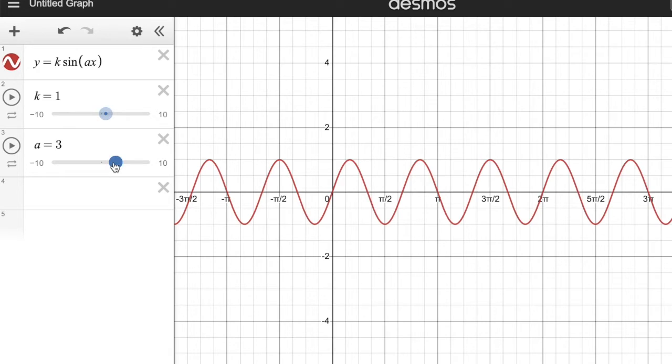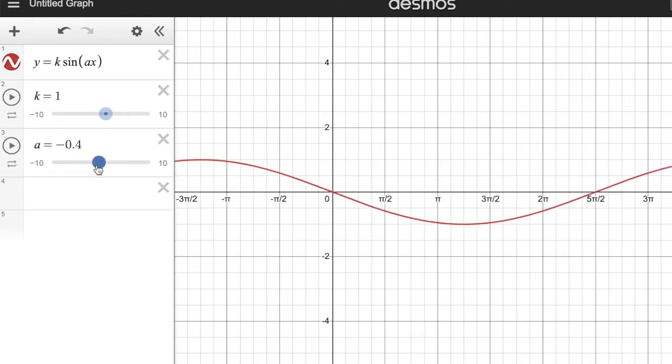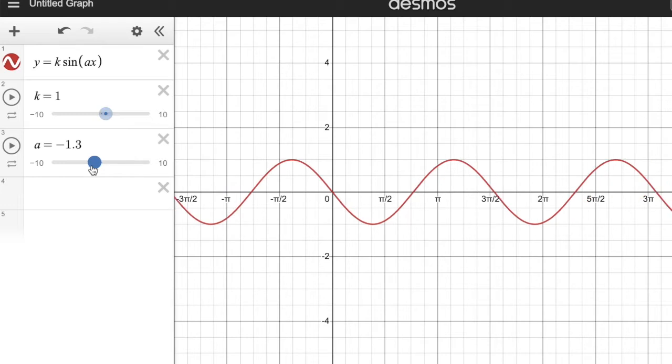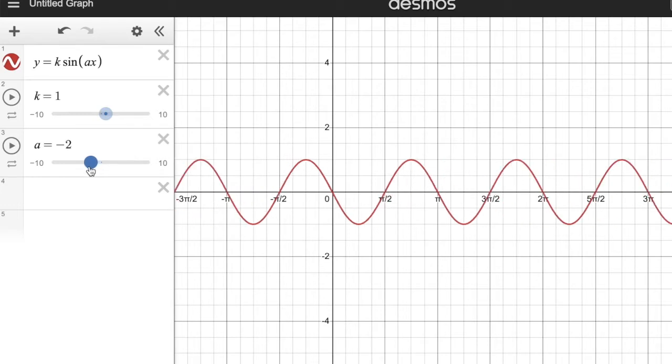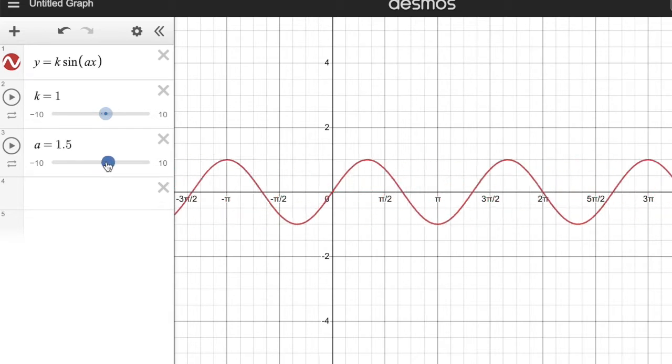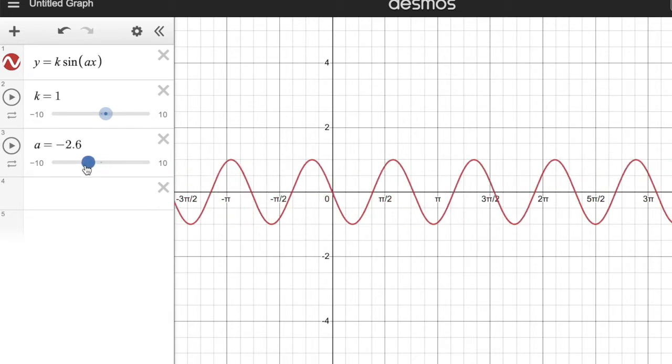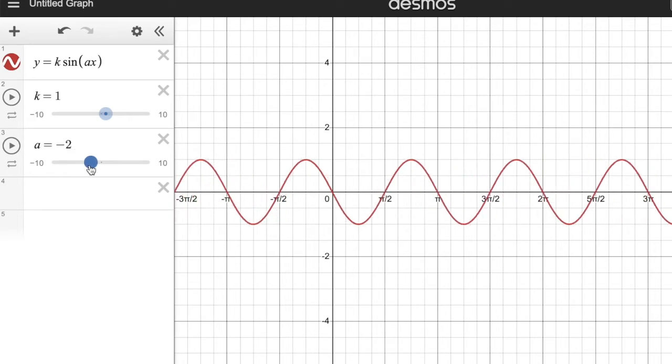If I make a negative, just like with other functions, we get a reflection through the y-axis. Now, in this particular case, because sine is an odd function, it actually looks the same as if there was a reflection through the x-axis, but it is, in this case, a reflection through the y-axis. So a negative and a positive, if it's negative 2 or positive 2, we're still going to fit 2 periods into 2 pi. So the period would just be pi.